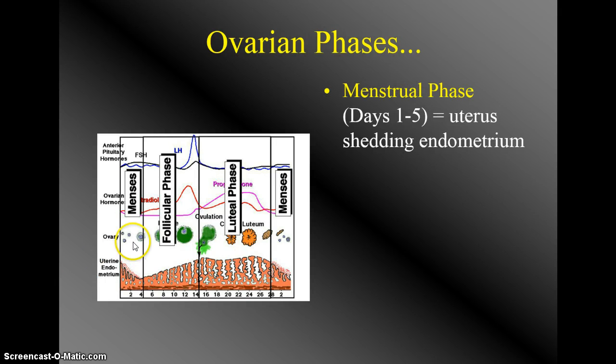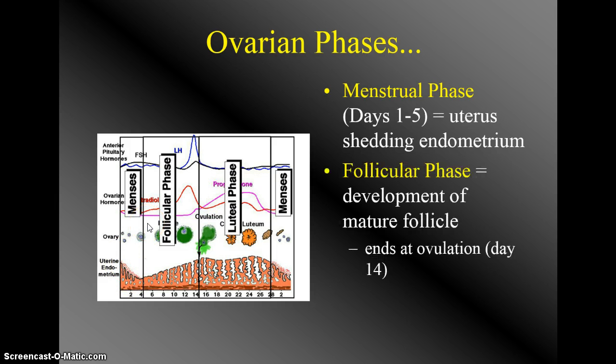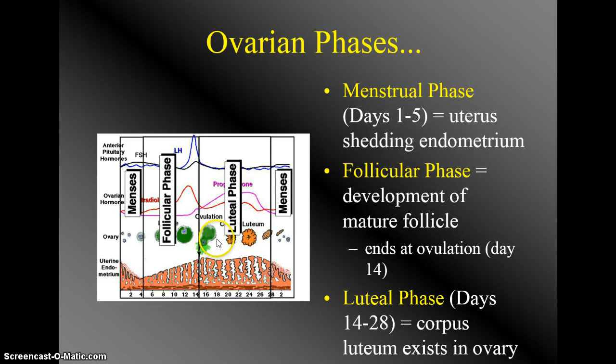Ovarian phases: during a woman's period is called menses, and that's going to be from 1 day, sometimes up to 7 days. This is when the uterus is shedding its endometrial lining, so you see that lining going down here. The follicular phase is during the development of the follicle. It ends at what's called ovulation. Ovulation is when the oocyte leaves the follicle from the ovary. This is when a woman is most likely to get pregnant if she has sexual intercourse. And the luteal phase is after the follicular phase, days 14 through 28. We'll talk about why it's called the luteal phase. That is when possible implantation can be taking place.